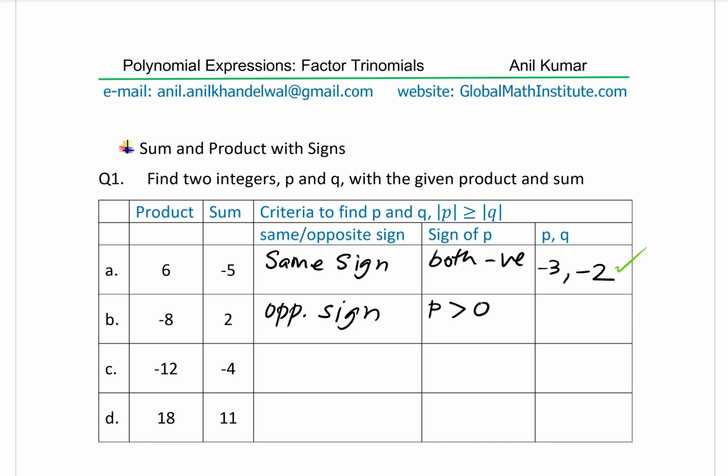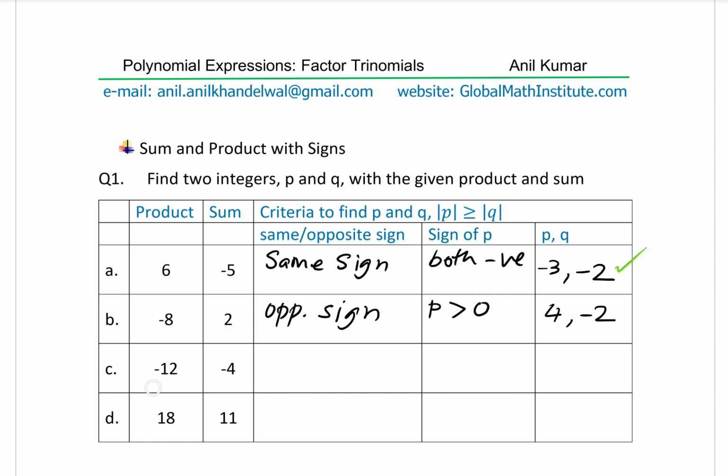Q has to be negative now. Okay, we want -8. So 8 is 4 times 2. Sum is 2. So it is 4 for P and -2 for Q. That combination, when multiplied, will give you -8. When you add them, you get +2.